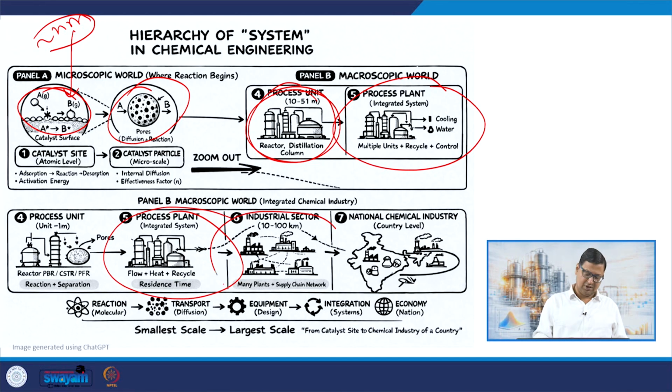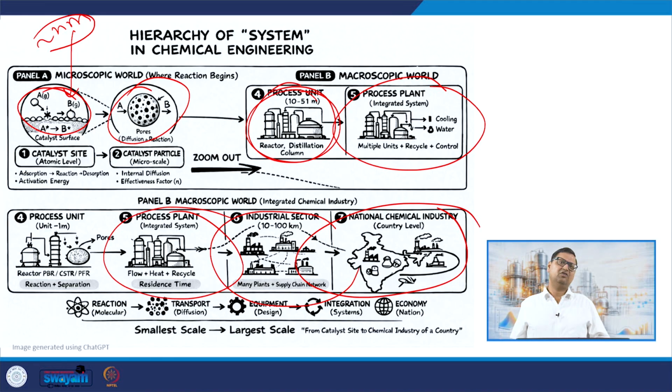Maybe we can look at a sector containing all those plants. Let us say you have so many steel plants in India, and you want to look at all of them together, or oil refineries together. And then finally, we can also zoom out further and look at the level of a country, that what kind of chemical industry is there and what is coming in and what is going out and things like that, right?